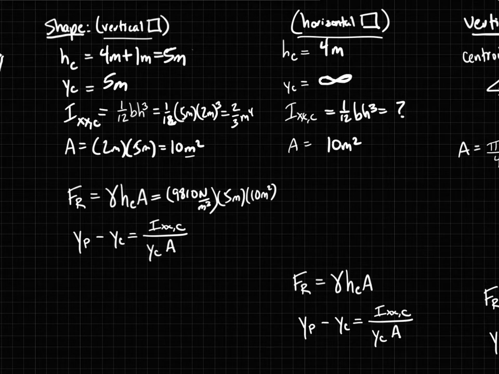So now we plug all that into a calculator and we'll get a number. We're going to do this for right here. So Y_P minus Y_C is 5 meters, and then equals I_XC, 2/3 of a meter to the 4th, divided by the Y_C, which is 5 meters, times the area, which is 10 meters squared.